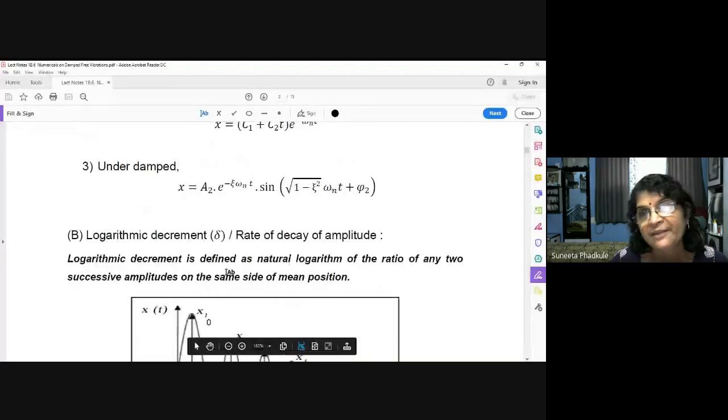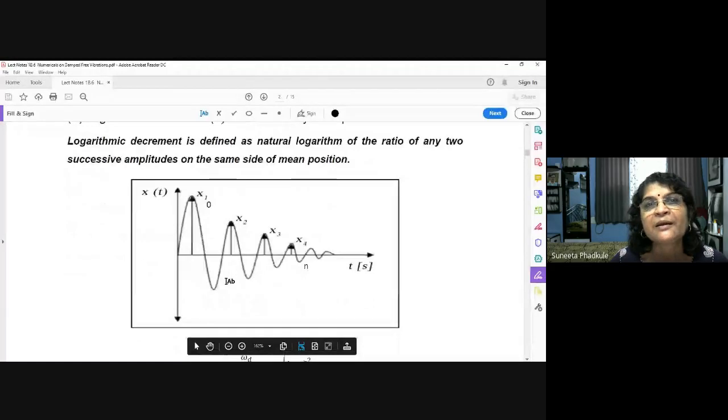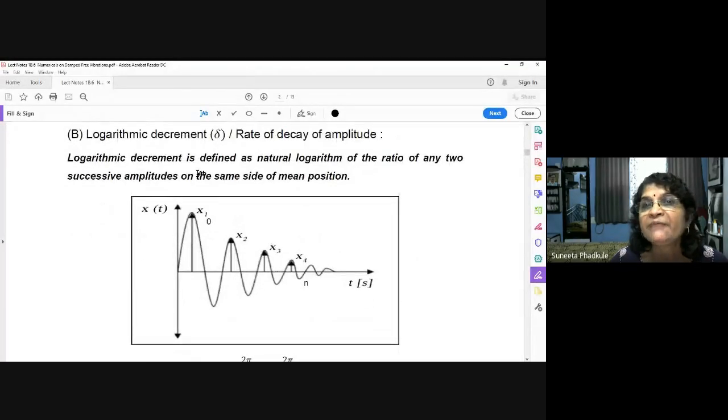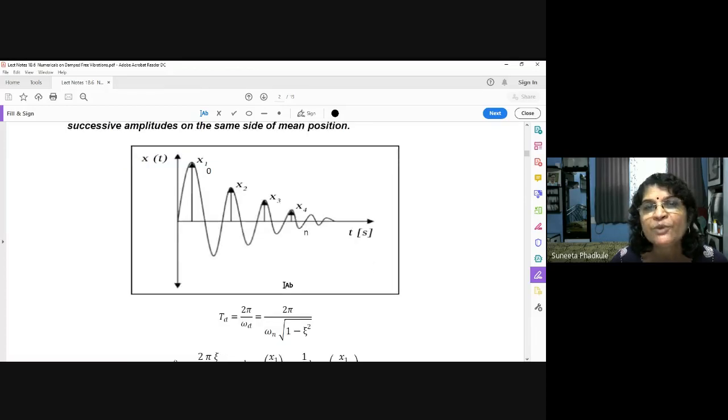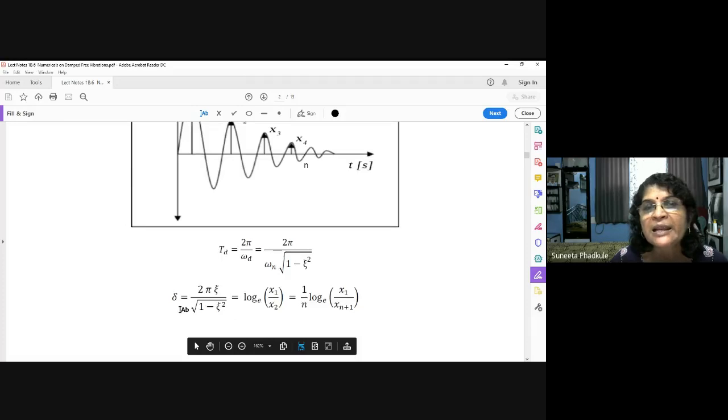Logarithmic decrement. Can you see this figure? It is defined as the natural log, that is, base e, of the ratio of any 2 successive amplitudes on the same side of the mean position. It is shown here, x1, x2, x3, x4, etc. The formula for delta is 2 pi zeta upon square root of 1 minus zeta square, or in terms of ratio, log base e of x1 upon x2, or for many cycles, 1 upon n log base e of x1 upon x n plus 1.